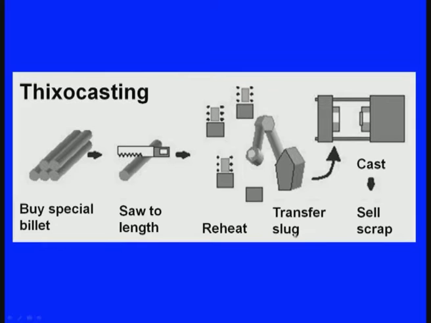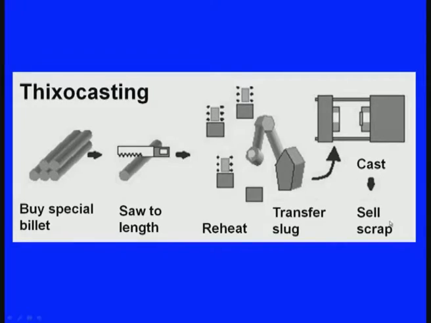Now, these reheated slugs are being transferred into the cold chamber die casting machine. We can see here, these are the dies. So, these will be kept inside these two dies. Now, pressure will be applied between these two dies and this reheated slug will be squeezed between the two dies and the slug will be taking the shape of the cavity which is available between the two dies. Now, sometimes some scrap will be there. This scrap cannot be reused. We have to sell that scrap.